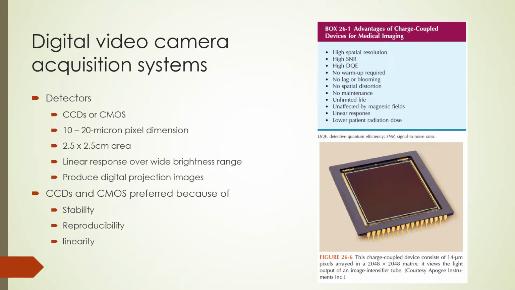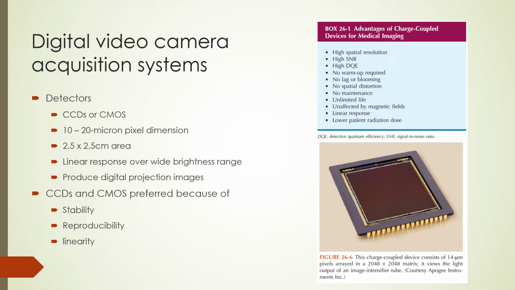Digital video cameras used in fluoroscopy are either CCDs or CMOS light detectors. Both CCDs and CMOS convert the projection image of the output phosphor into a digital image and then a video signal. Both CCDs and CMOS have very small pixels of 10 to 20 microns in size and a matrix of at least 1000 by 1000 in an area of 2.5 centimeters by 2.5 centimeters squared. Larger matrix sizes are also available.